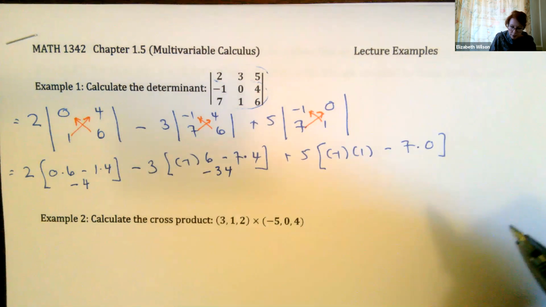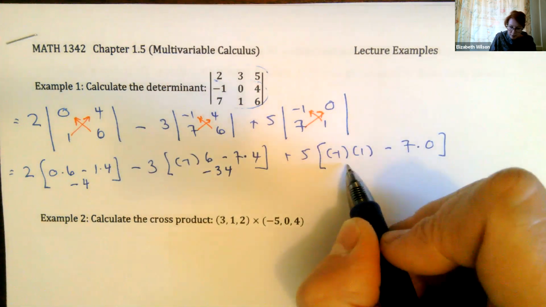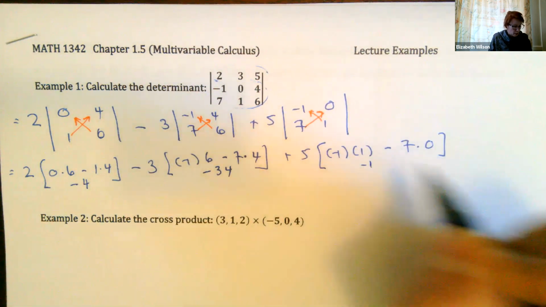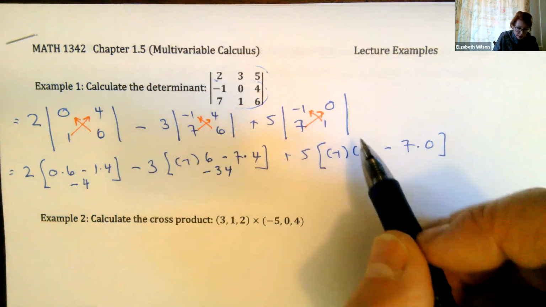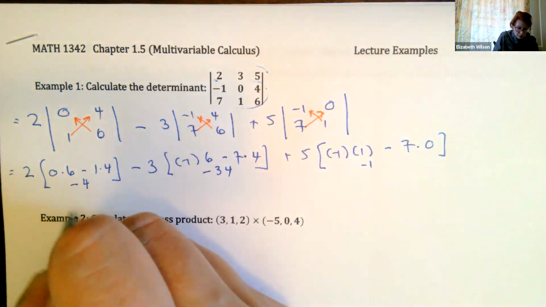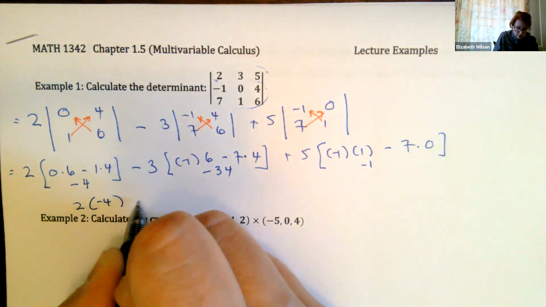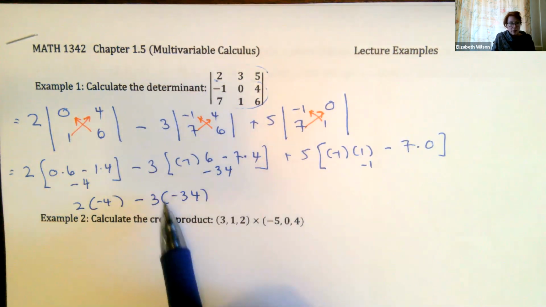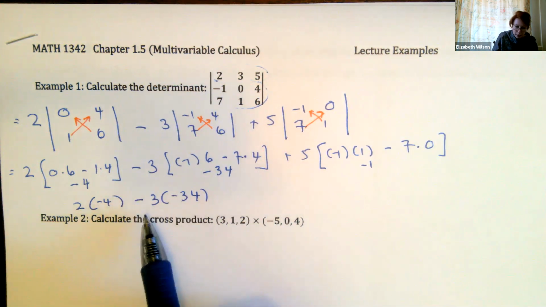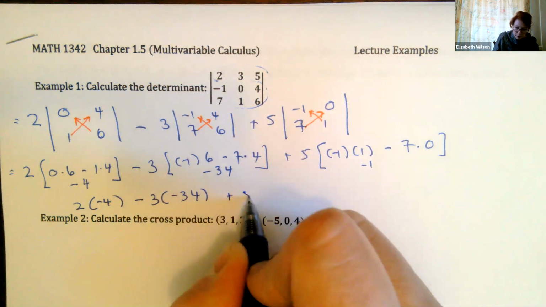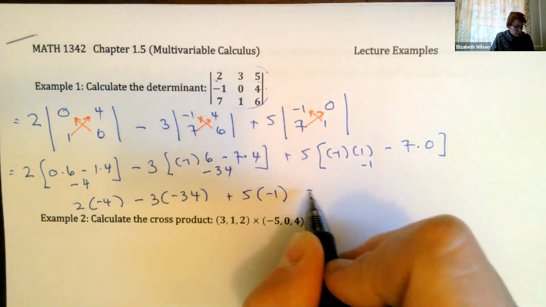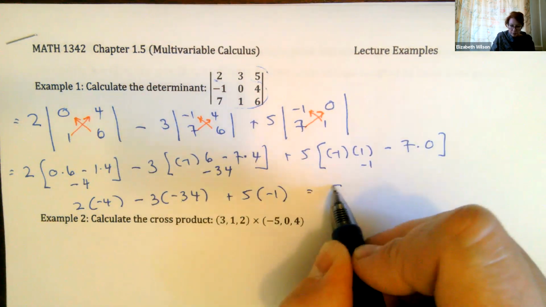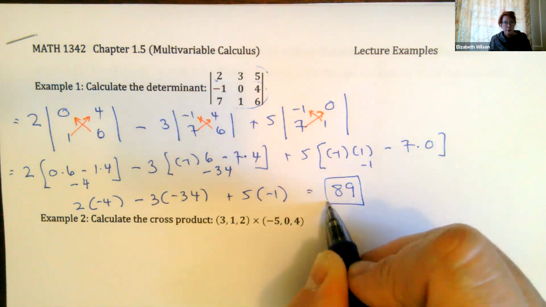Yep, minus 34. This is minus 1 minus 0, so this is minus 1. Okay, so now what do we have? We've got basically 2 times a minus 4 minus 3 times minus 34. So watch your negatives. Minus times minus, it's going to make this an addition, right? Plus 5 times minus 1. I'm going to add everything up, and in the end, I got my determinant was equal to 89.